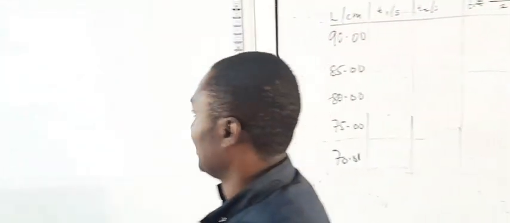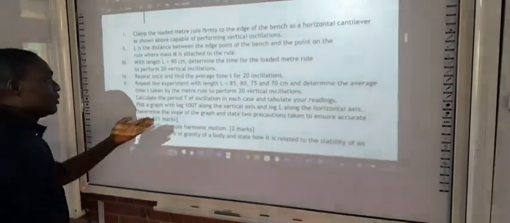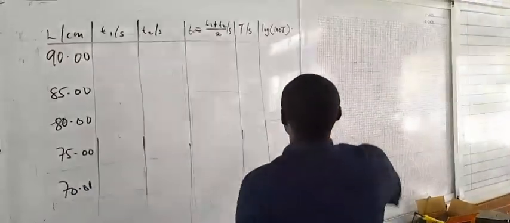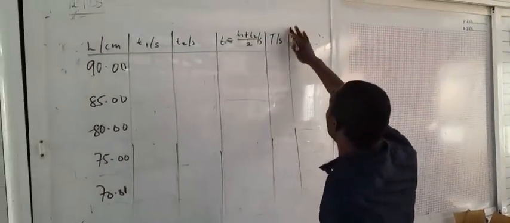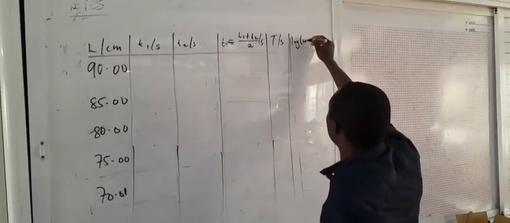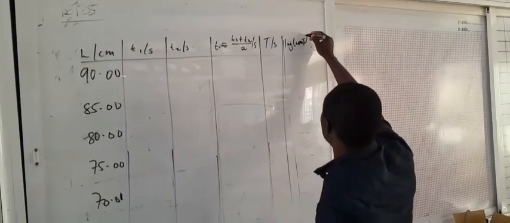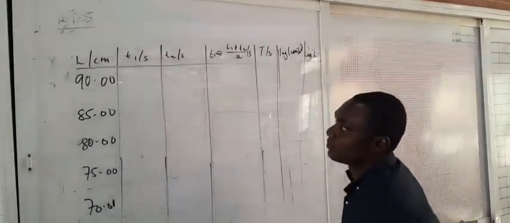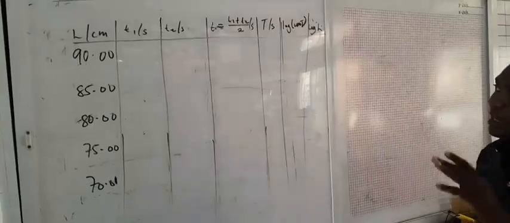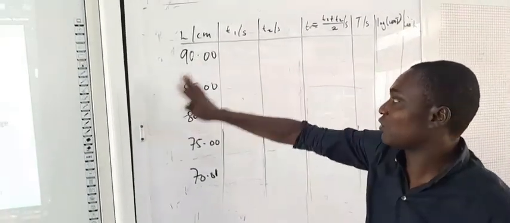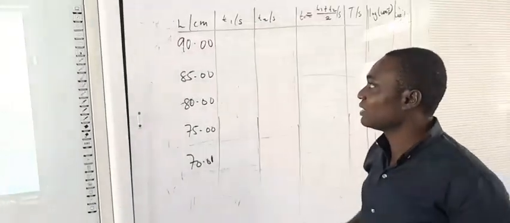So then we are asked to plot the graph of 100T along the vertical axis and log L. So that means we are going to have another column that will have log L. So this is log 100T. Then I'll have log L. So that's how my table is going to look. The good thing about this is that once you draw your table out, you don't need to go to the question. You just use the table to carry out your experiment.